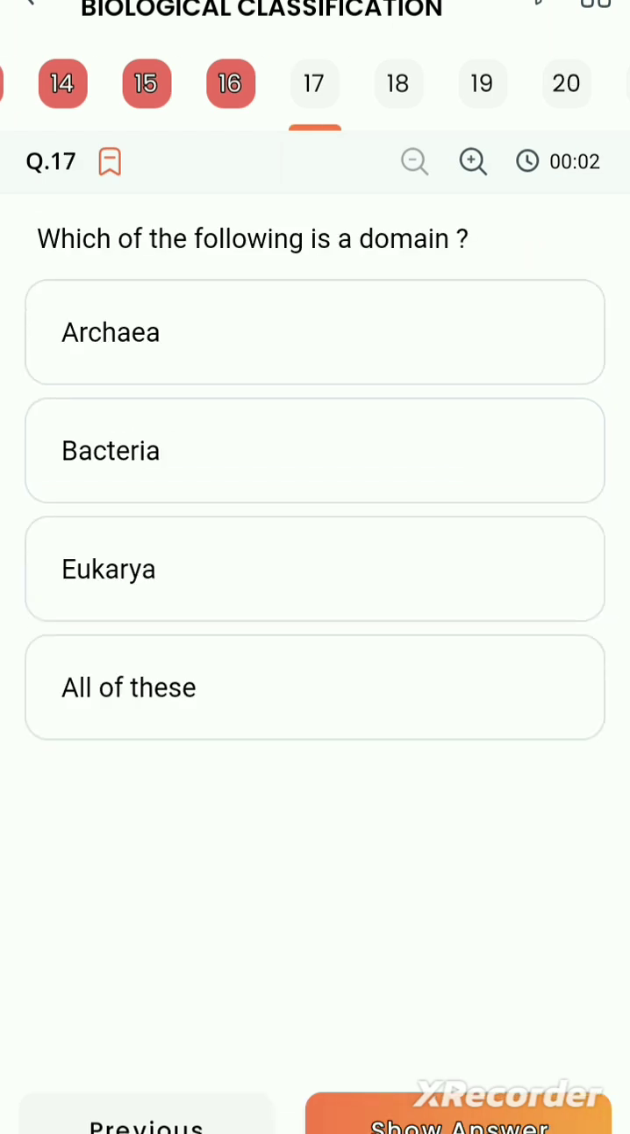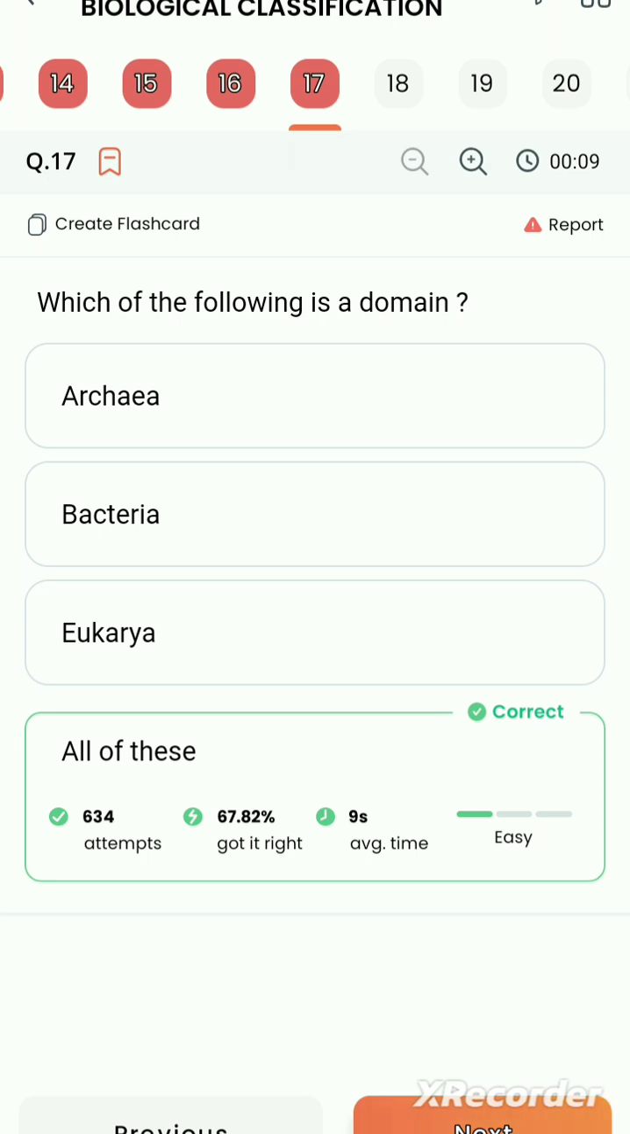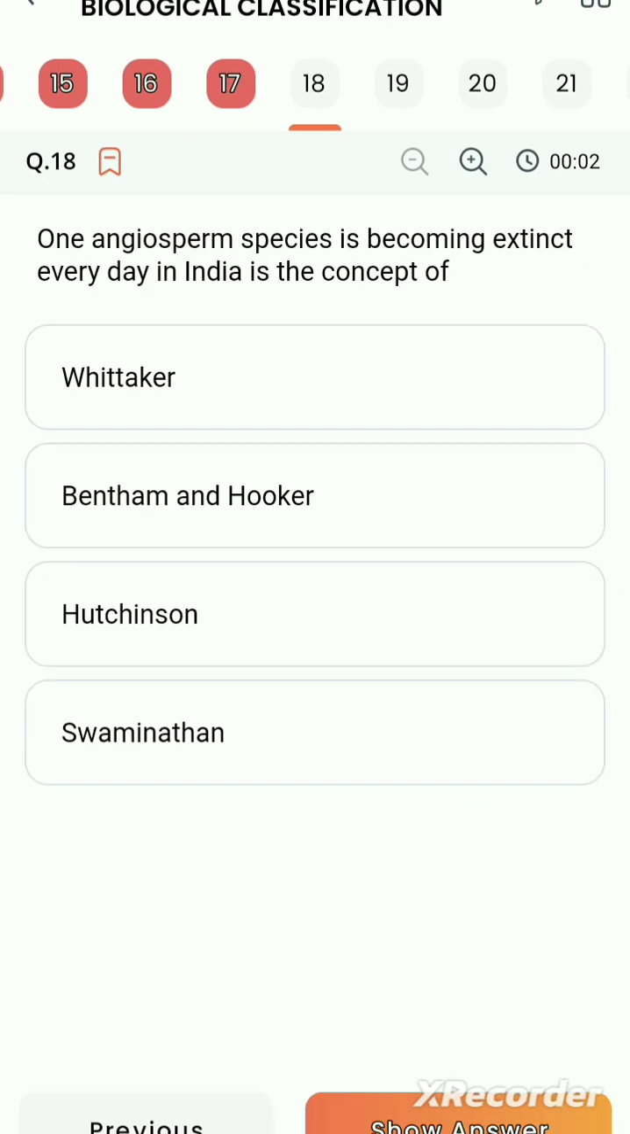Which of the following is a domain? Among these, which one is a domain? Just now we have seen it, so all of these. One angiosperm species is becoming extinct every day in India. Is the concept of whom? Angiosperms, you all know, are the flowering plants.